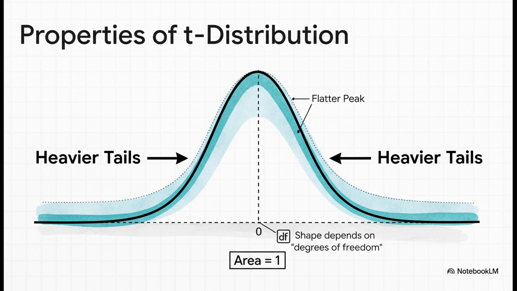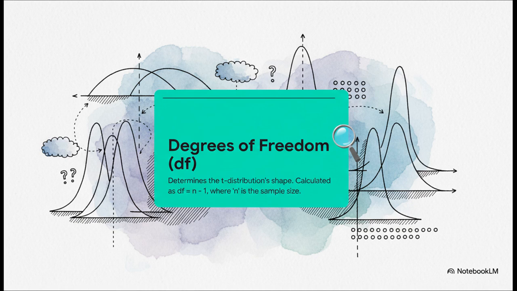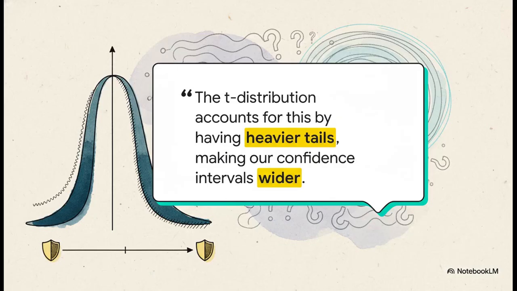So what does that actually mean for us? Well, the shape of the t-distribution isn't just one size fits all. It actually changes based on something called degrees of freedom, which is just your sample size minus 1. Think of it like an uncertainty dial. The smaller your sample, the fewer degrees of freedom you have, and the flatter and wider the curve gets to reflect that uncertainty. And this is the absolute key. Those heavier tails aren't a bug, they're a feature. They literally force our confidence interval to be wider, giving us a bigger safety net. That wider range is how we mathematically account for the fact that we don't know the true population sigma. It's being more honest about our uncertainty.